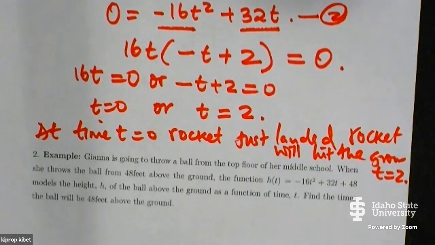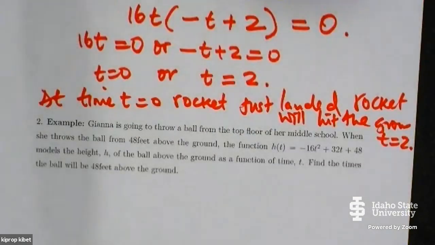Deanna is going to throw a ball from the top floor of the middle school. When she throws the ball 48 feet above the ground, the function h(t) = -16t² + 32t + 48 models the height h of the ball above the ground as a function of time t. Find the times the ball will be 40 feet above the ground.